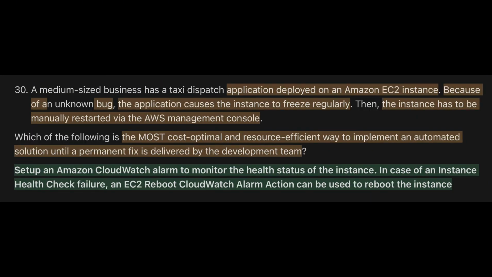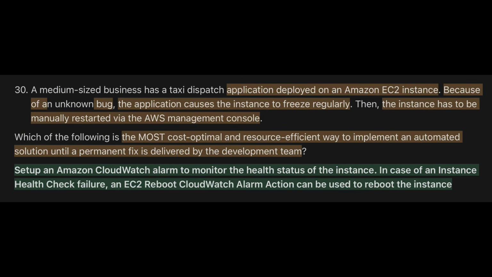And now let's say an application is deployed on an Amazon EC2 instance. Because of an unknown bug, the application causes the instance to freeze regularly, and then the instance has to be manually restarted via the AWS Management Console. And so the most cost optimal and resource efficient way to implement an automated solution until a permanent fix is delivered by the development team is to set up an Amazon CloudWatch alarm to monitor the health status of the instance. And then in case of an instance health check failure, an EC2 reboot CloudWatch alarm action can be used to reboot the instance.